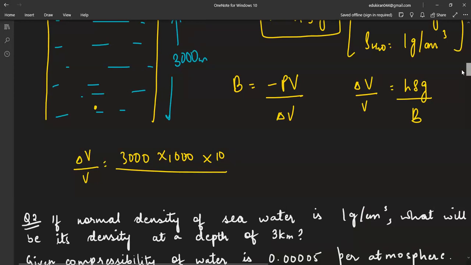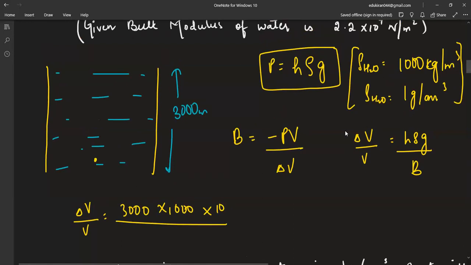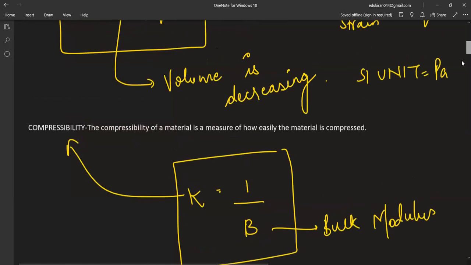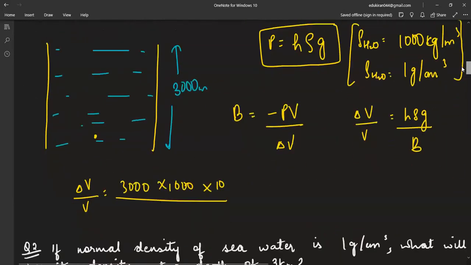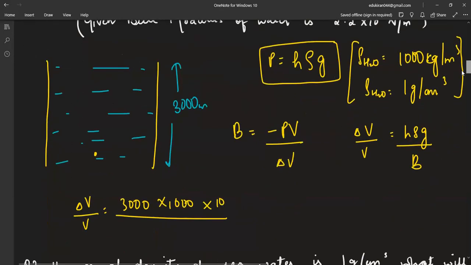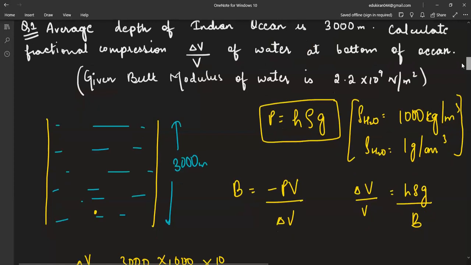Don't consider the minus. Minus sign you won't consider. See, the minus sign, even if you put that, is just telling you that volume is decreasing. It's a decrement in the fraction. So that's why you can neglect it. I told you, the negative sign is just telling you that volume is decreasing. With or without that, it shows that volume is decreasing because of the pressure.